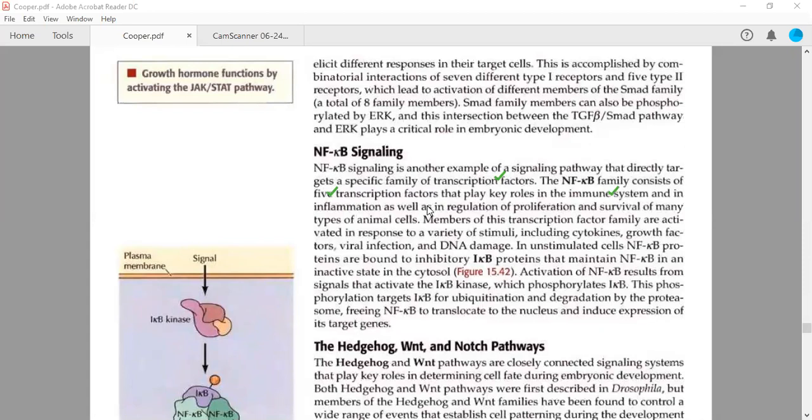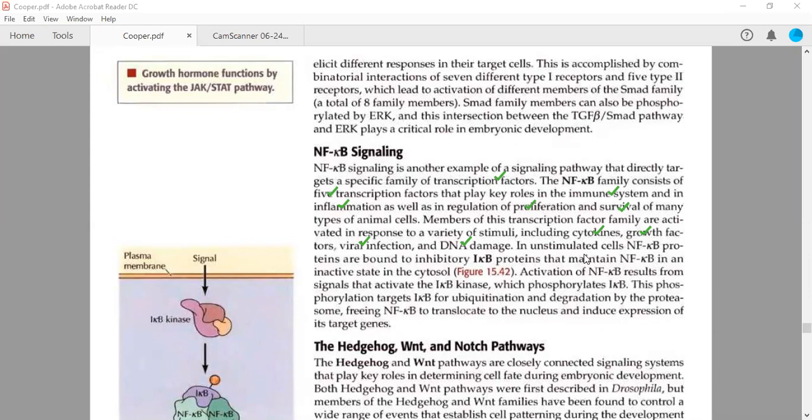Because this is happening in your immune cells, it takes part in inflammation as well as regulation of proliferation and survival of many kinds of immune cells, actually animal cells. Members of this transcription factor family are activated in response to a variety of stimuli, for example cytokines and growth factors. There is viral infection, so this is pure immunology here, and if there is DNA damage in the cell, this will lead to the activation of NF-kappa B.